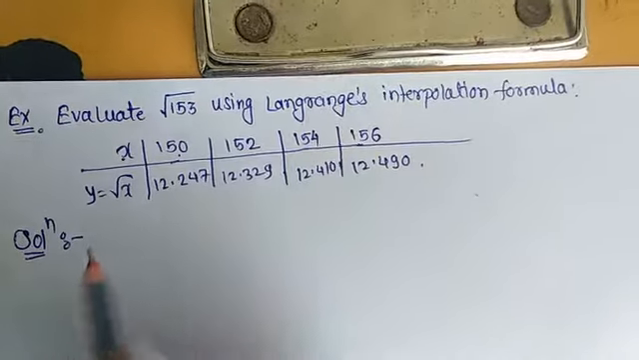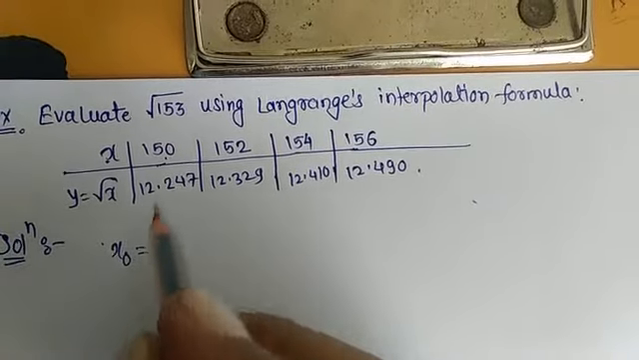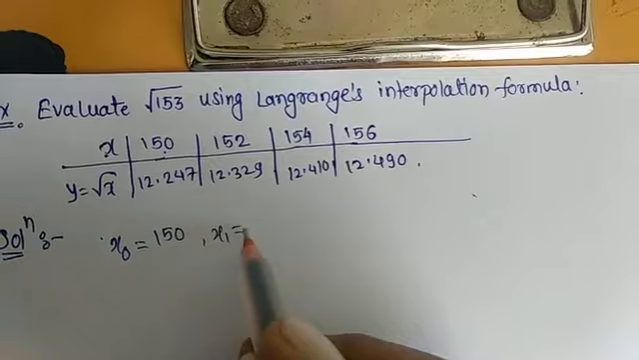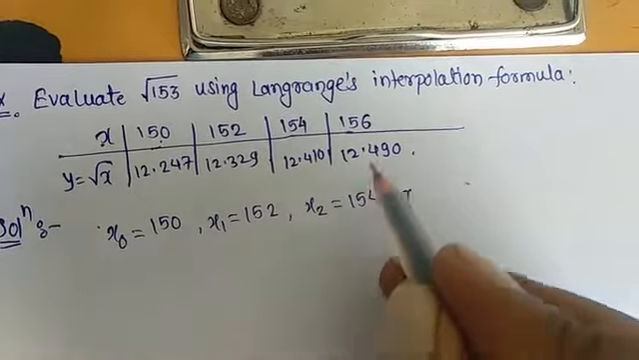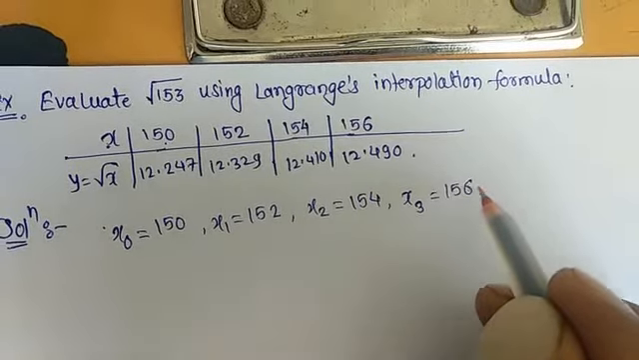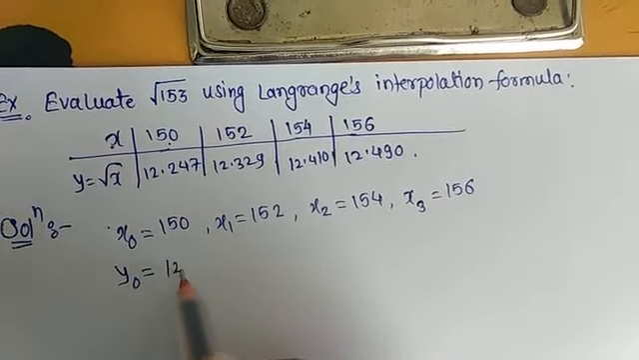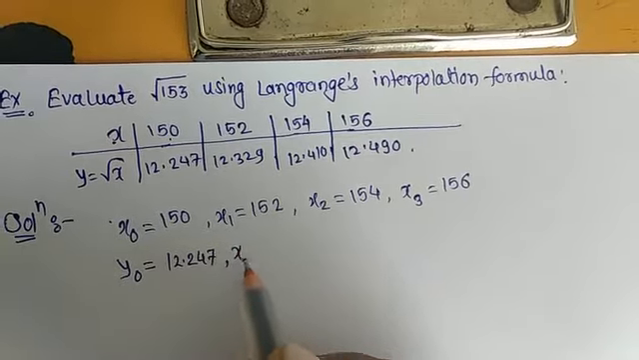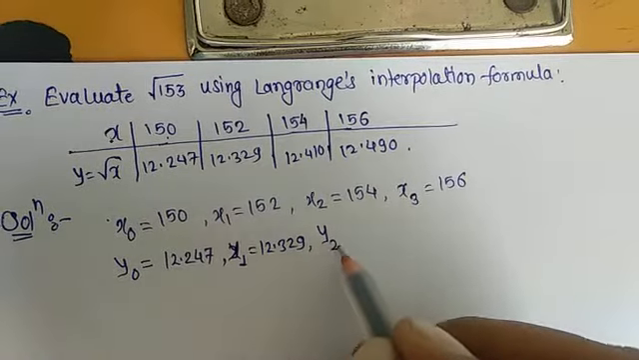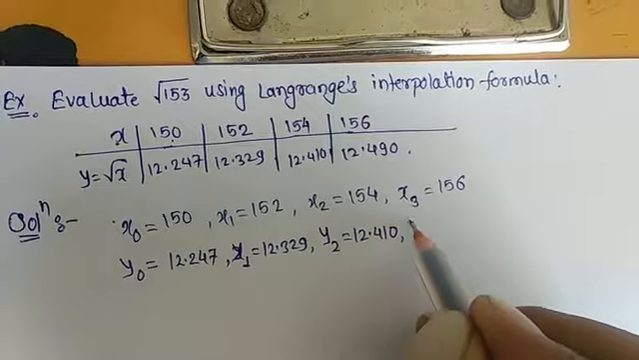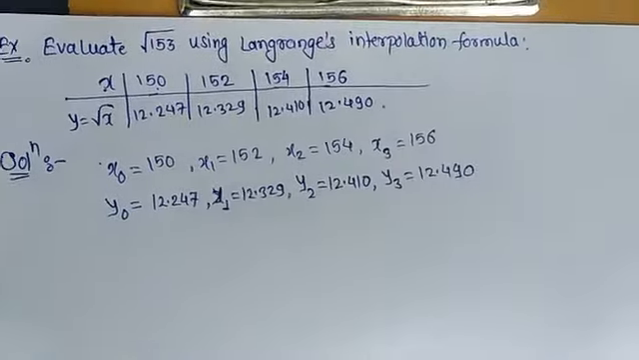of x. So first of all we will write the values of x and y. It is given that x0 we will define as 150, x1 is equal to 152, x2 is equal to 154 and x3 is equal to 156. And the values of y, corresponding value of x0 is y0 is 12.247, y1 is equal to 12.329, y2 is equal to 12.410 and y3 is equal to 12.490. First we define the values of x and y.